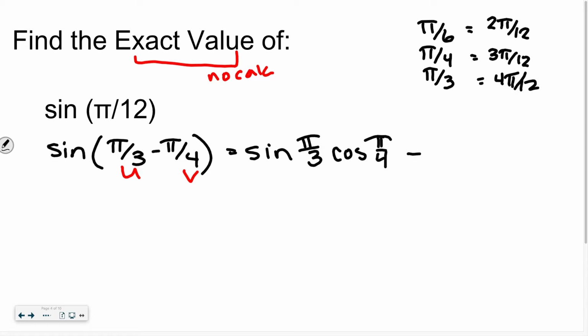And then what does your formula say? Cosine U, sine V. Okay, so we'll do cosine pi over 3 and sine pi over 4.